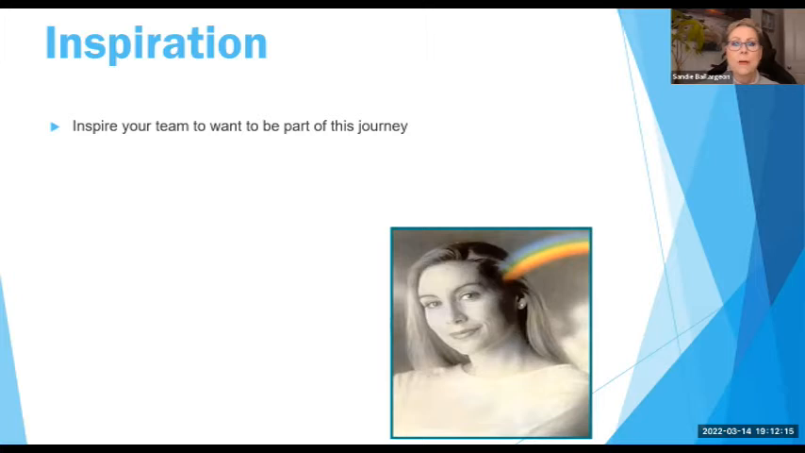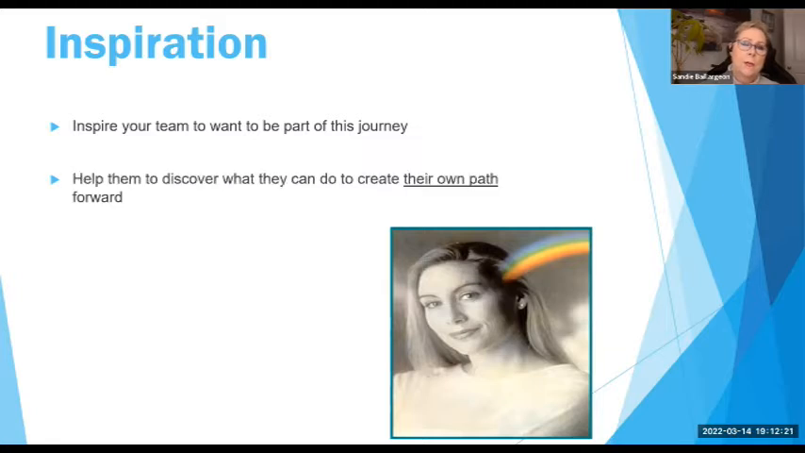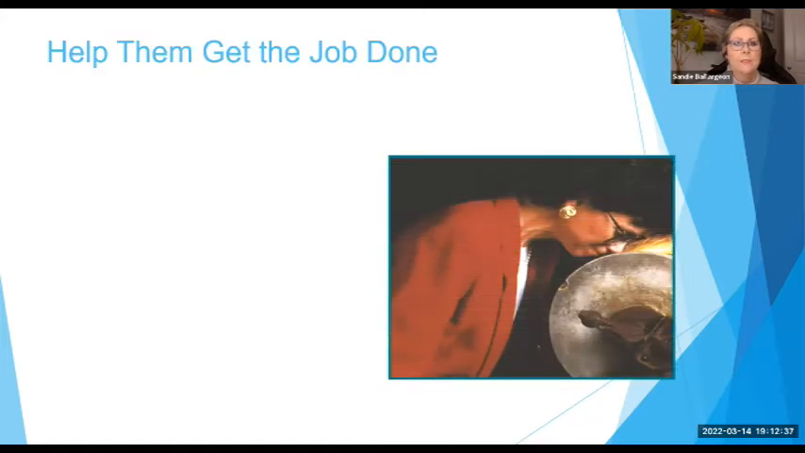Inspire them to want to be part of your journey. So although they're interested, as I mentioned, in their own journey, inspire them to want to be part of your journey and to get some satisfaction from their job at your office. Help them to discover what they can do to create their own path, what they can do that's exceptional or outstanding to create their own path. Have shared vision and shared leadership as well. And then give them the tools and support that they need.